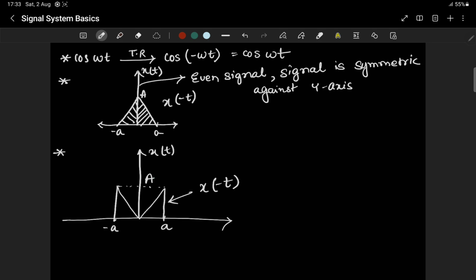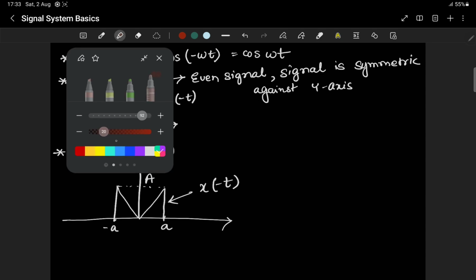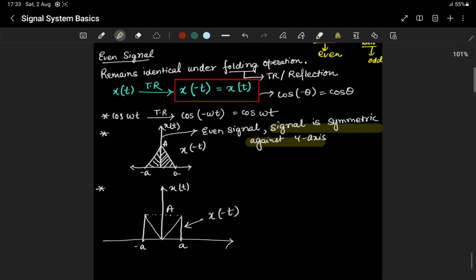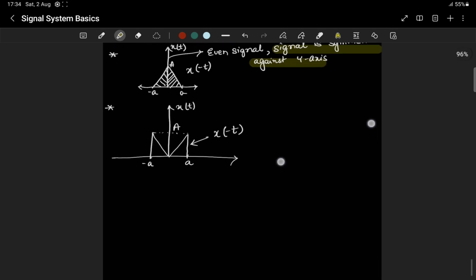So just keep this point in mind. This is a highlighting point I am telling you: the signal is symmetric against the y-axis. So this is all about even signals. I hope it is clear. And the most important thing, again I am telling, x(-t) is equal to x(t). This is one of the main properties that you have to keep in mind. I won't be taking you further if you don't understand this. So if you have a problem, just repeat the video and continue with the lecture.